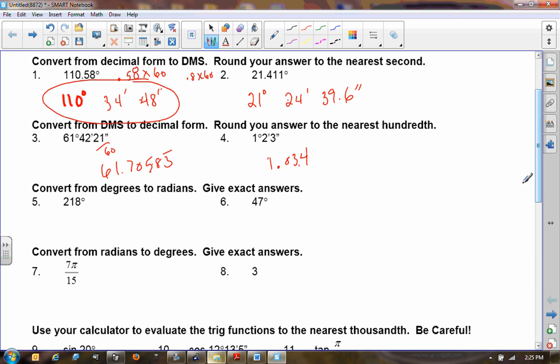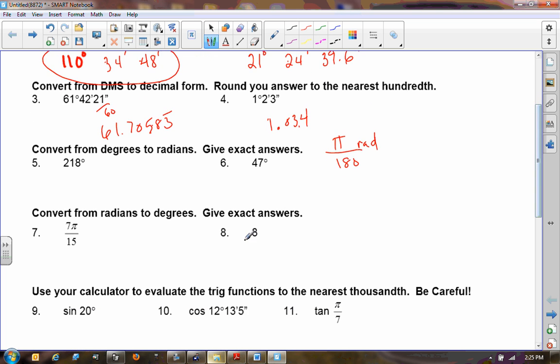Degrees to radians. So you got to get rid of degrees. Pick up radians. Multiply. So you're multiplying that by pi over 180. Radians to degrees. This is 180 over pi. If there is no pi in the problem, like number 3, just multiply these. It's fine. The pi's don't have to cancel out. This pi has already been built in, so just whatever it is, type it in the calculator. See what it spits out.